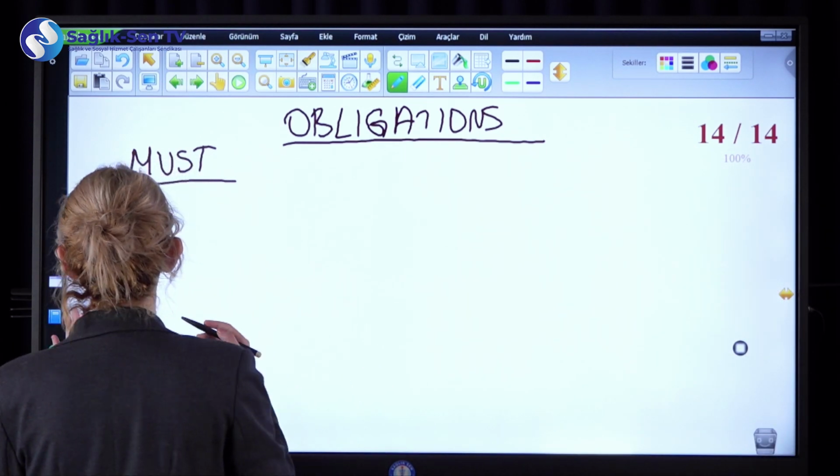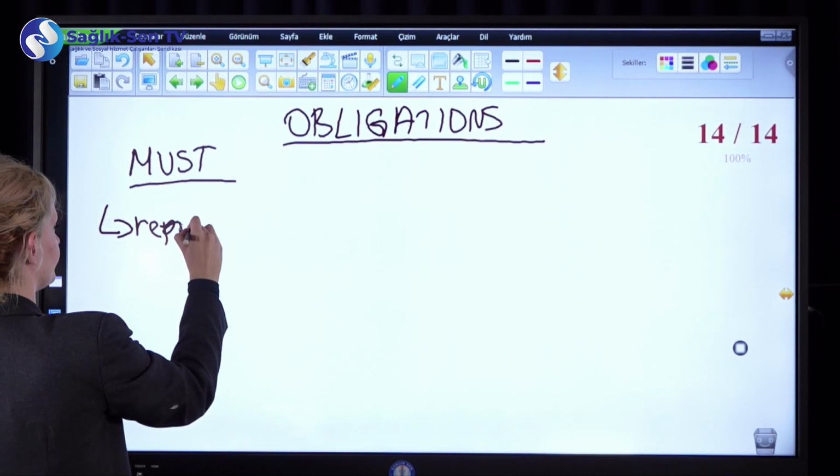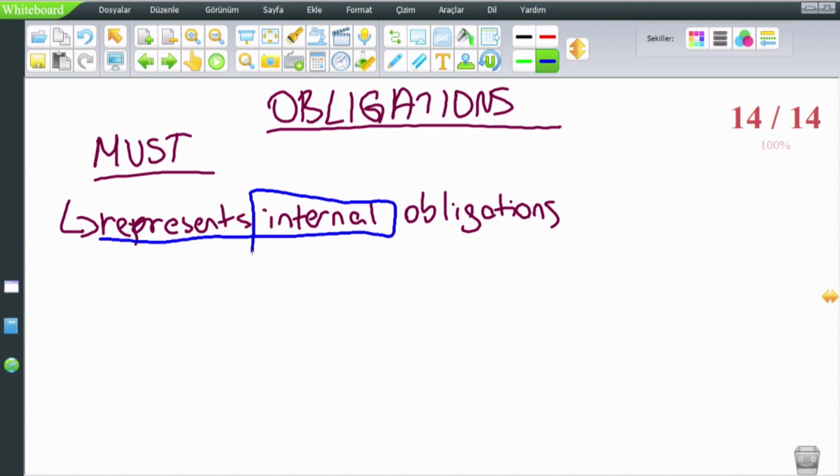And the difference of must is that it represents internal obligations. This is the biggest and only difference between must and the others. Again, the use of our modal verb in the sentence is the same. You can also use this as a strong advice, a very strong advice.